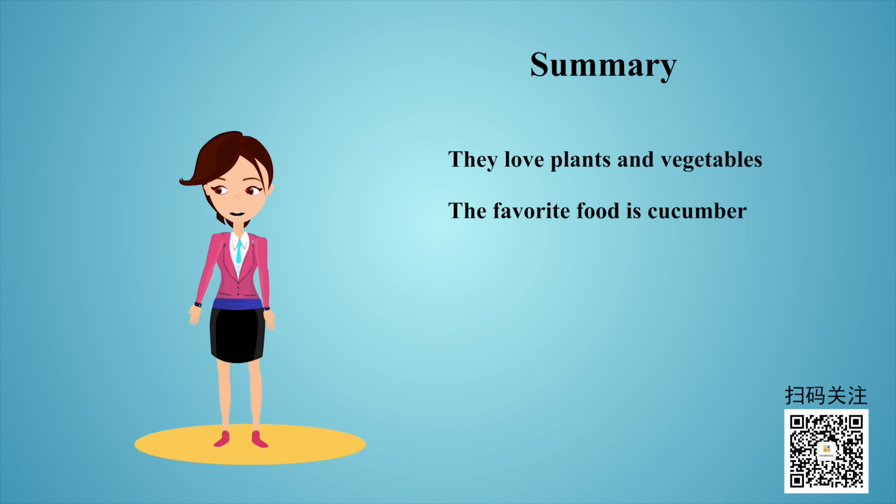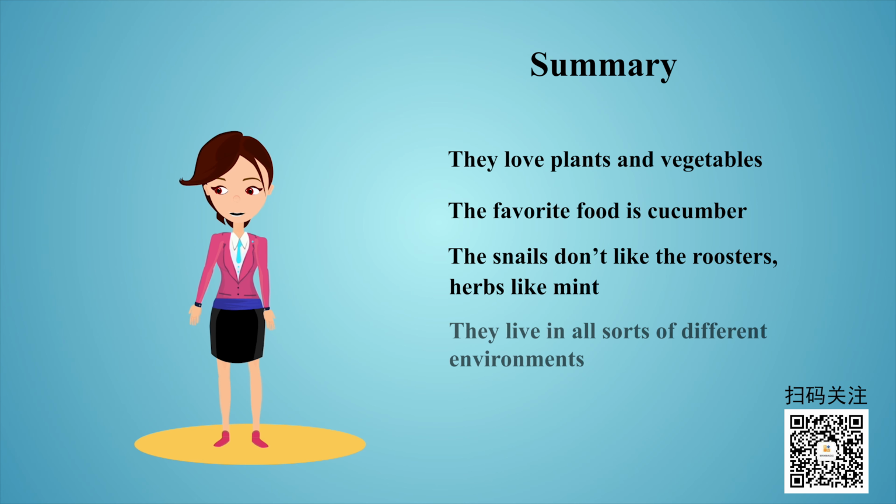And what are some things that snails don't like? We mentioned that they're a common enemy with the rooster. They don't like herbs like mint with strong flavor. And all those snails live in all sorts of different environments. They can be in the ground, they can live in the water, they can live in forests or deserts. They don't like to live in temperatures that are too warm or too dry. What are some other things you remember that we talked about the snail?